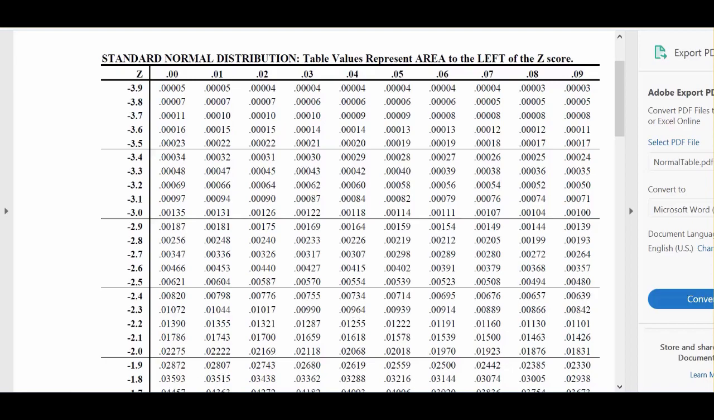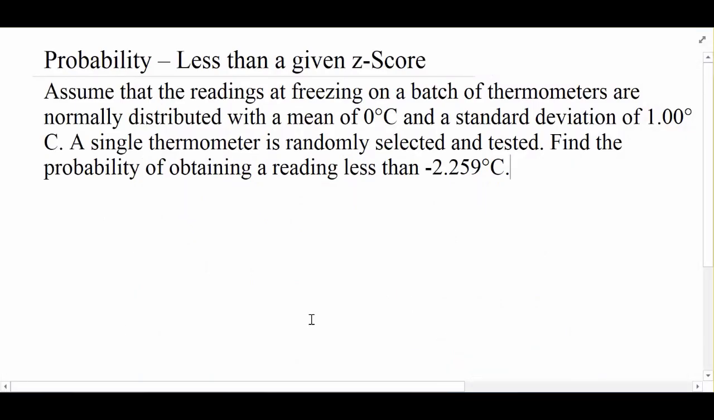So if we come back to the problem that we're looking at, we're being told to assume that the readings at freezing on a batch of thermometers are normally distributed with a mean of 0 degrees and a standard deviation of 1 degree Celsius. A single thermometer is randomly selected and tested. Find the probability of obtaining a reading less than negative 2.259 degrees Celsius.